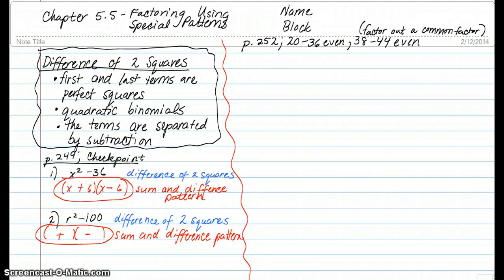I'd like you to try number 2, r squared minus 100, which is again the difference of two squares. It meets all the criteria, and that will give you a sum and difference pattern. When you are finished doing that, turn your recording back on to check your answer.